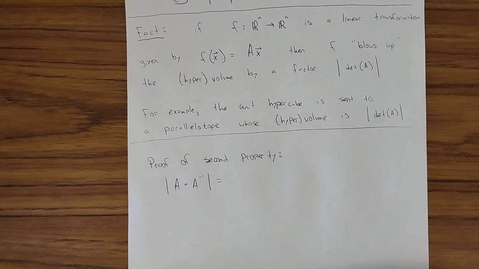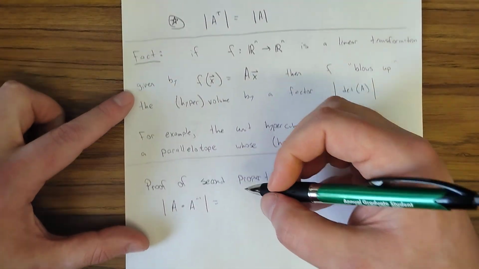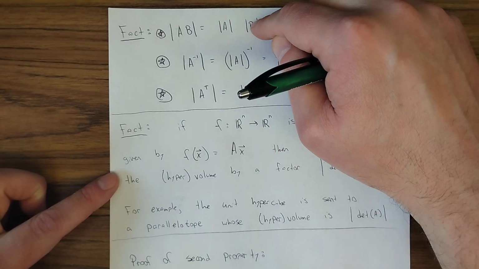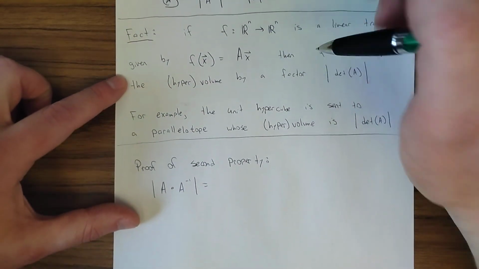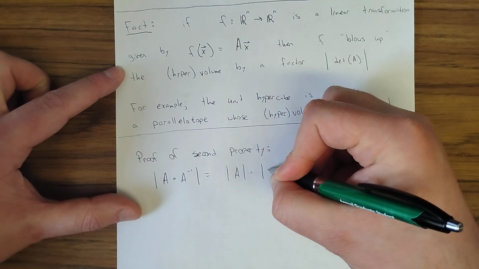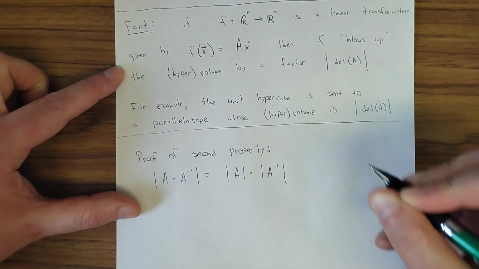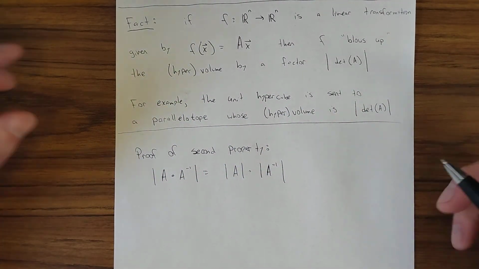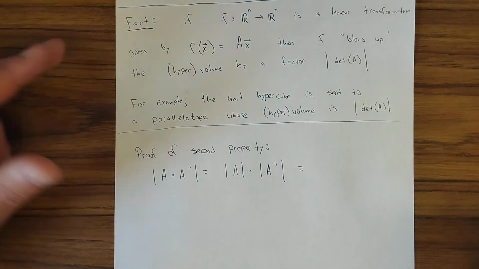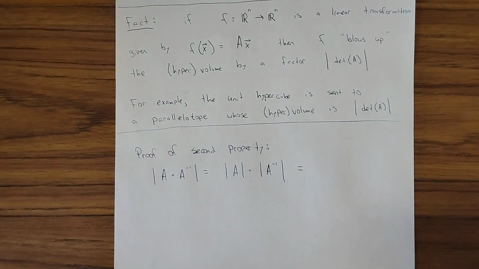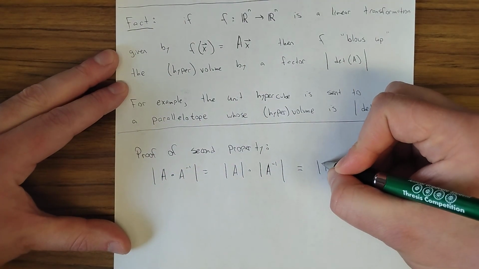What should happen if I take the determinant of A times A inverse? Well, on the one hand, we're assuming that the first property is true, if you'll allow me to assume that. So that should give me the determinant of this times the determinant of this. On the other hand, I know what A times A inverse is. It's supposed to be I.